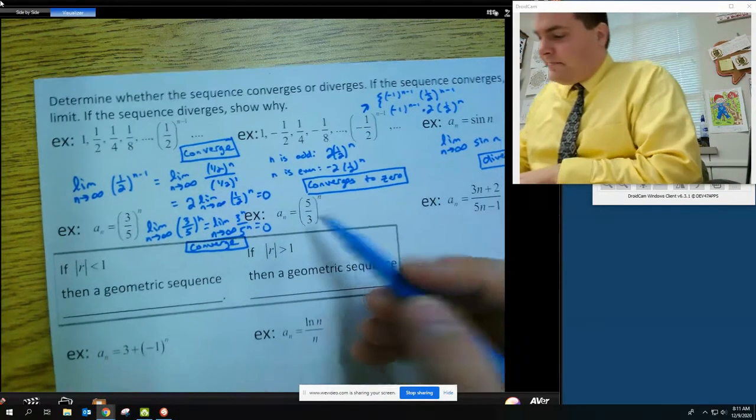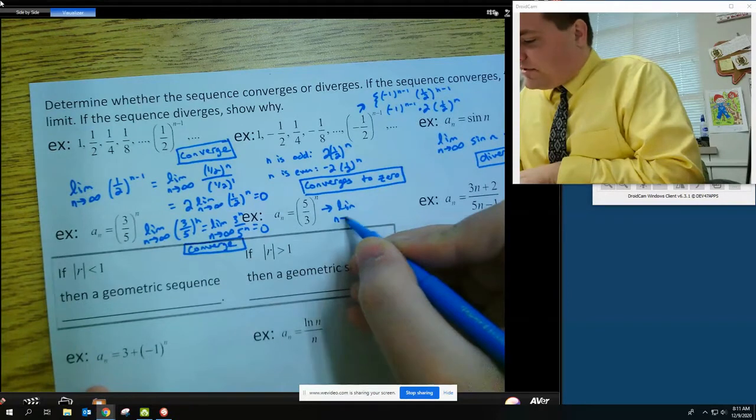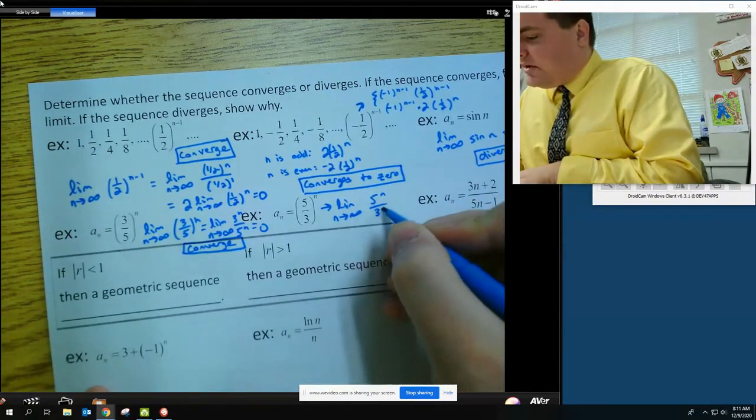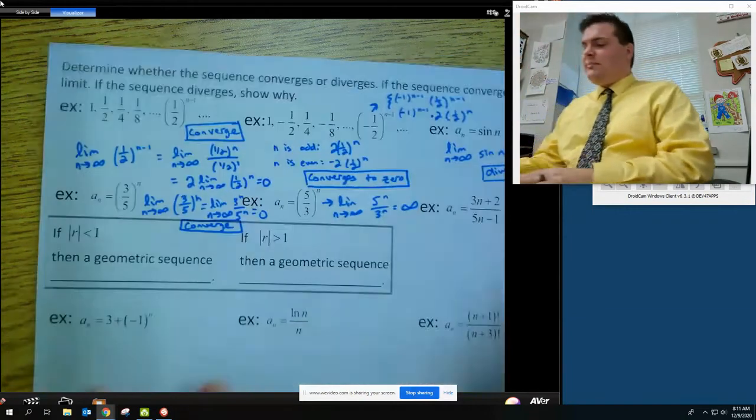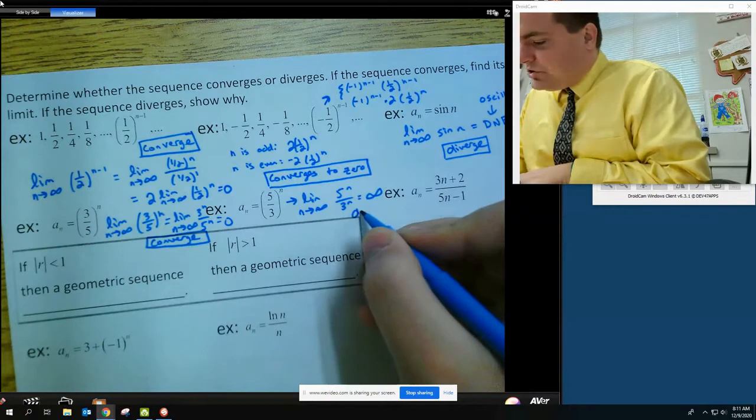This one, if I were to write this one out, you get the limit as n approaches infinity. So it's the same thing, but I'm just going to flip-flop these as 5 to the n over 3 to the n. This is going to go out to infinity because the top grows much faster than the bottom. So this is going to diverge.